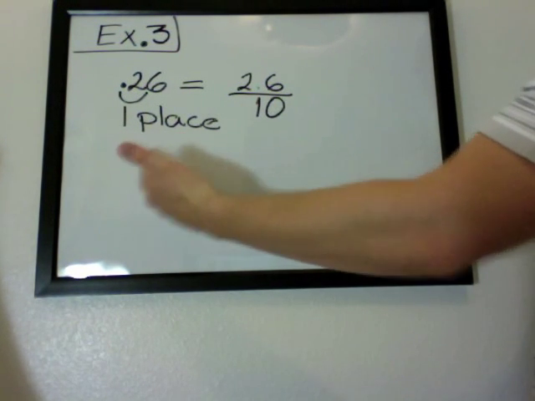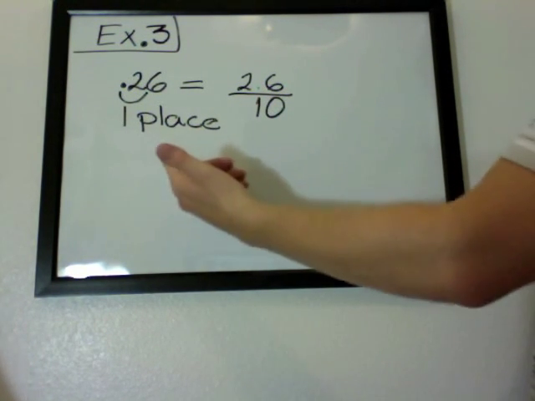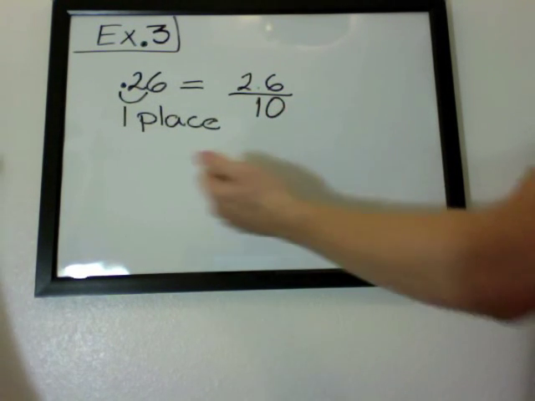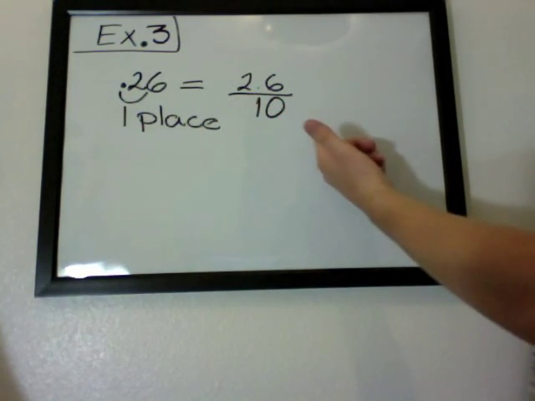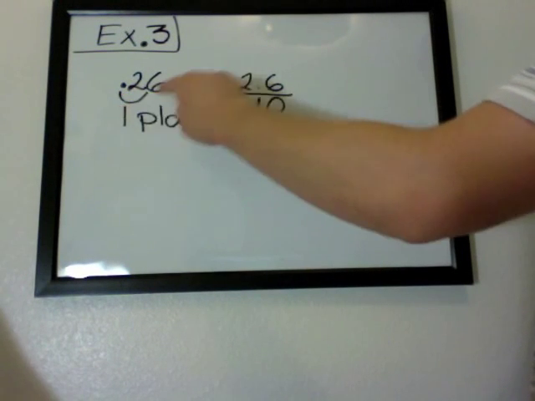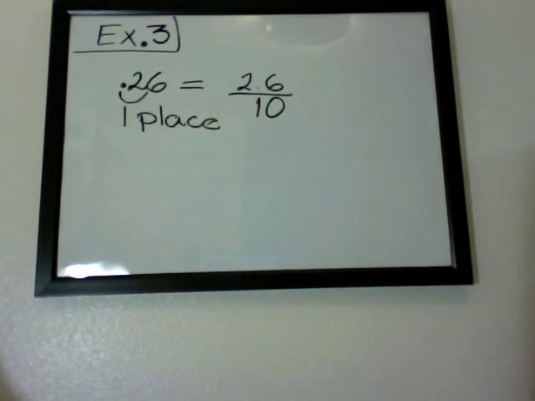So if you move it over one place, you just add a 10. Move over two places, you just put it under 100. Three places, you put it under 1,000. And you move the decimal accordingly to what place you have it under.